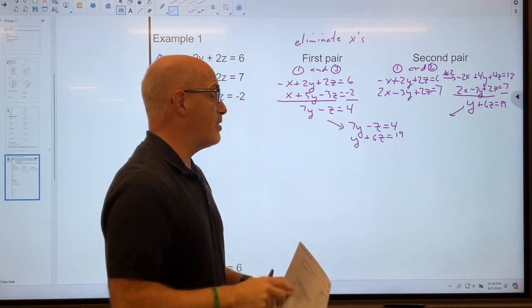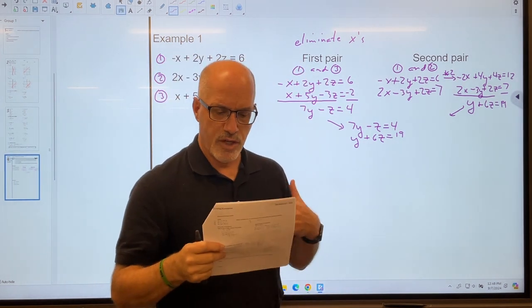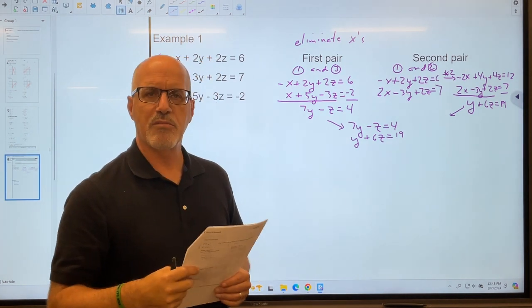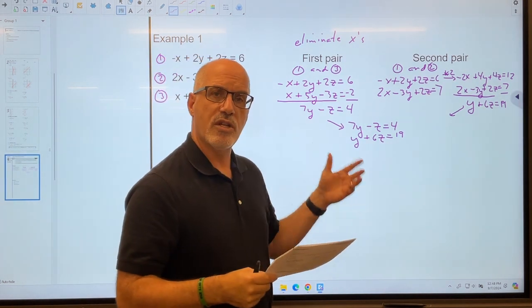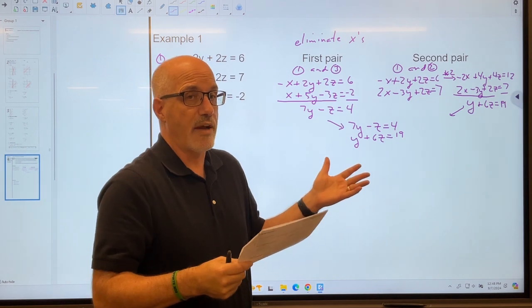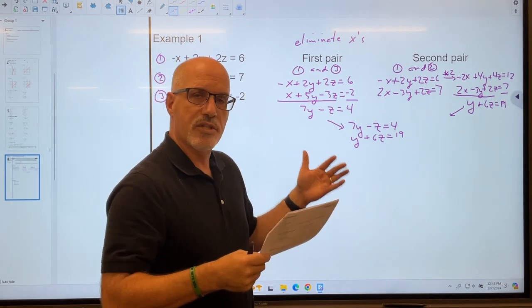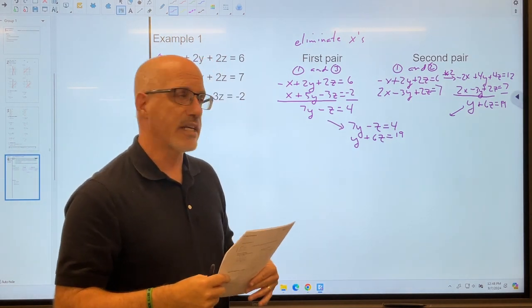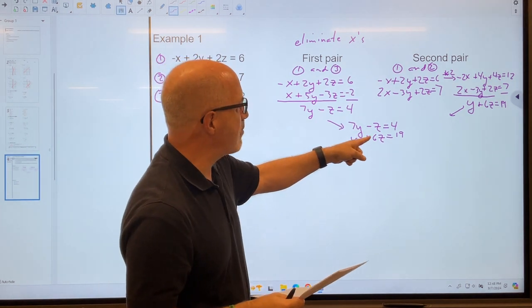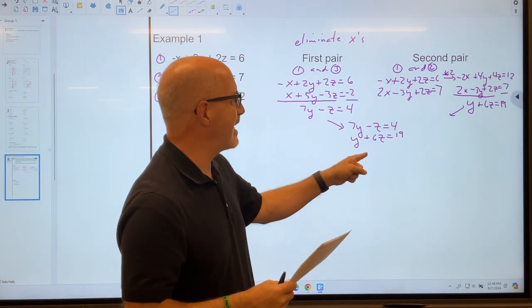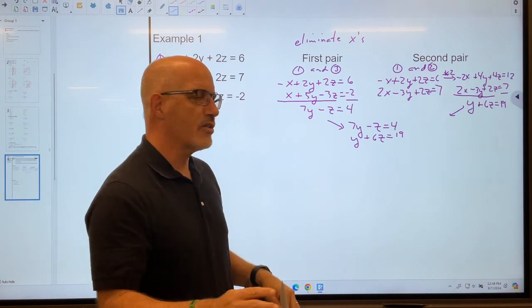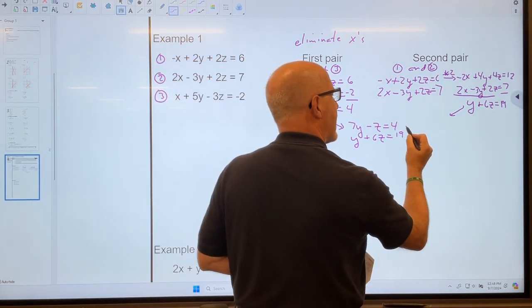Now to solve the system, you can use any of the techniques that we've done before. You could use substitution, or you could use elimination. You could use graphing also. I'm going to stay consistent and use elimination again. I'm going to look at this and say, if I multiply the top equation by 6, then the z's will be canceled. And so I'm going to go ahead and do that.